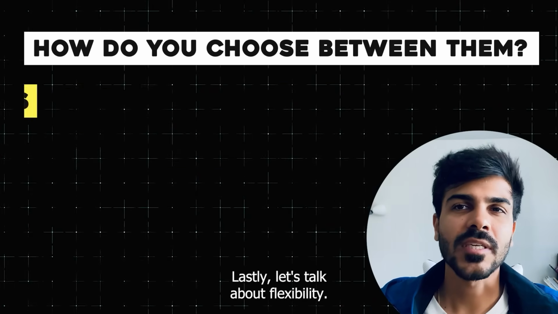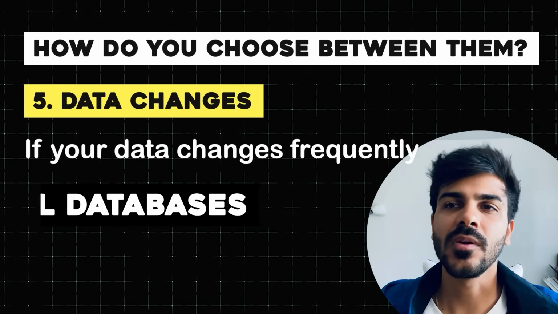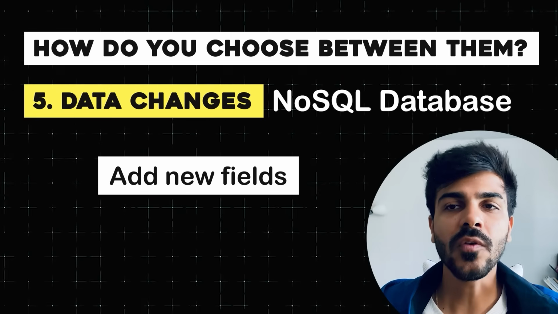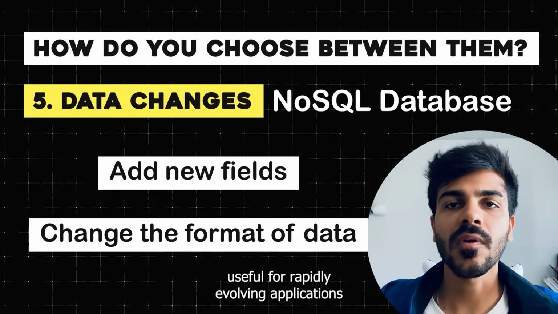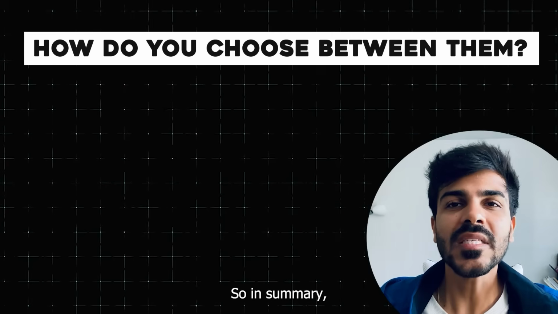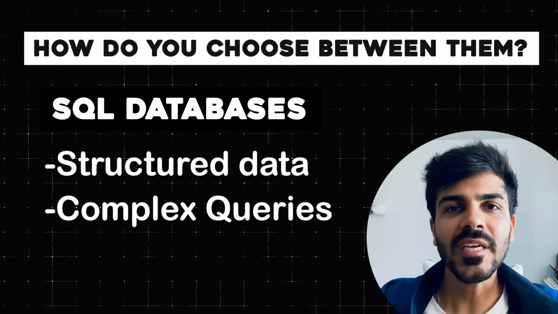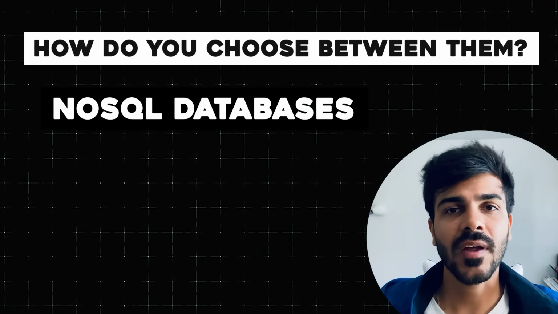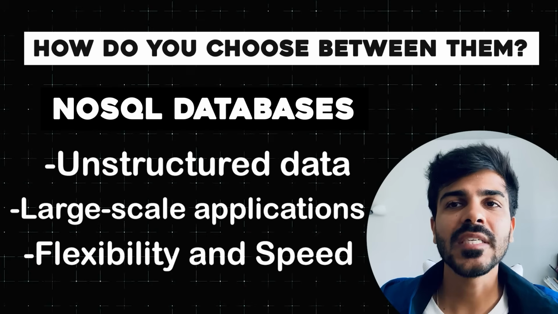Lastly, let's talk about flexibility. If your data changes frequently or is likely to evolve over time, go for a NoSQL database. NoSQL databases support a flexible structure, allowing you to add new fields and change the format of your data without much hassle. This is particularly useful for rapidly evolving applications where the data model isn't set in stone. So in summary, SQL databases are great for structured data, complex queries, and applications where you can expect the data to be in a consistent format. NoSQL databases, on the other hand, are perfect for unstructured data, large-scale applications, and scenarios where flexibility and speed are the key.